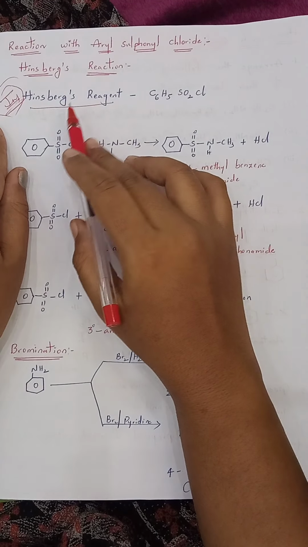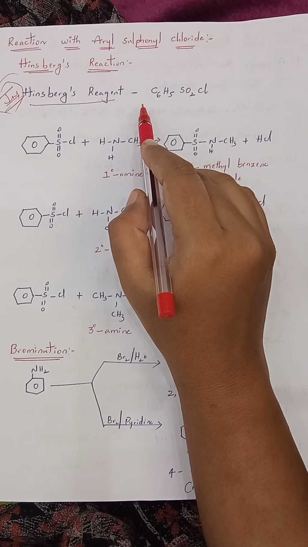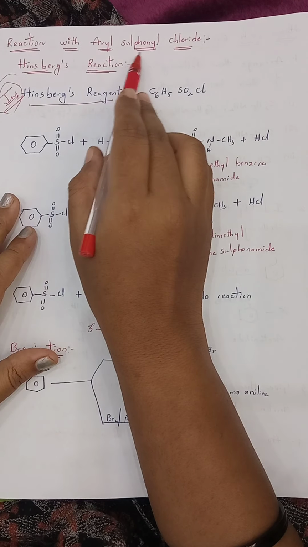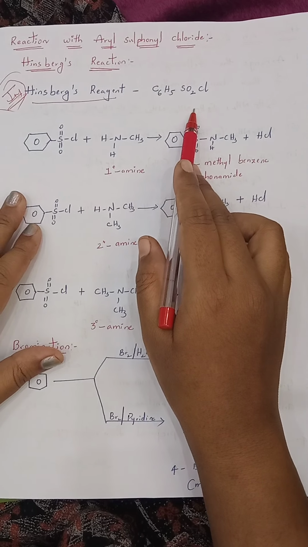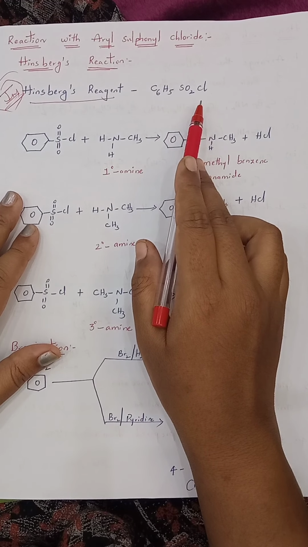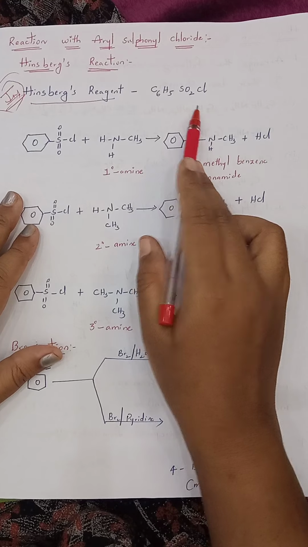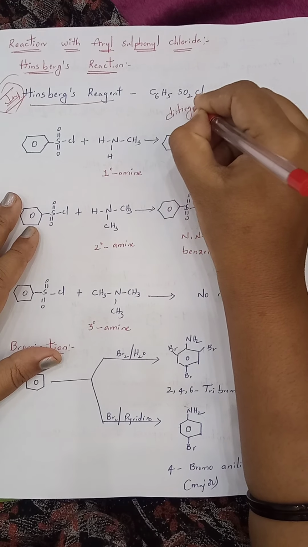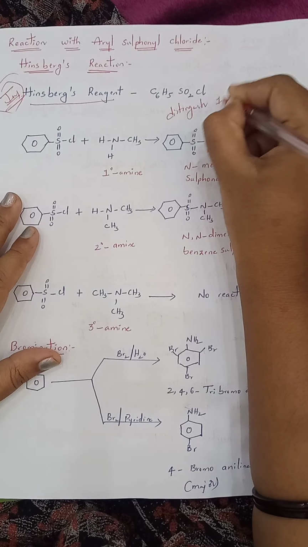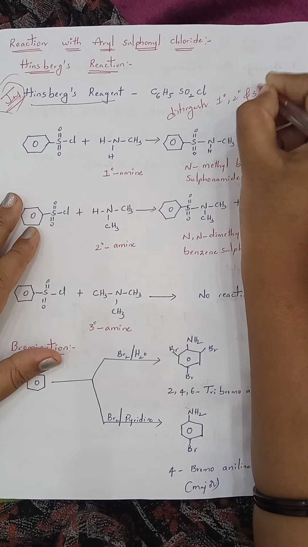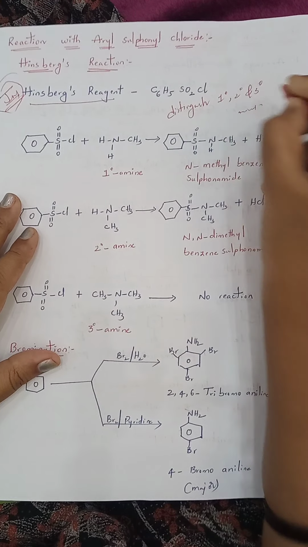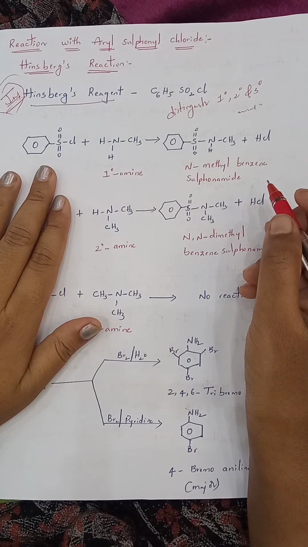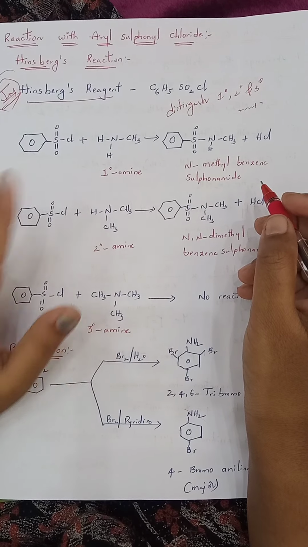What is Hinsberg reagent? C6H5SO2Cl, or we can also call it aryl sulfonyl chloride. This is called Hinsberg reagent. By using this Hinsberg reagent, we can distinguish primary, secondary and tertiary amines. To distinguish primary, secondary and tertiary amines, we can use this reaction. That is called Hinsberg reaction.